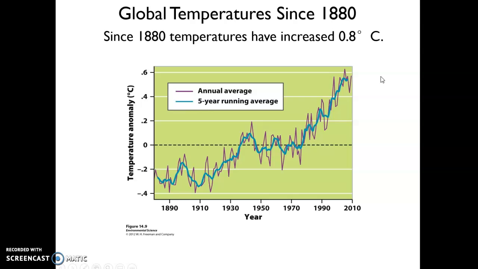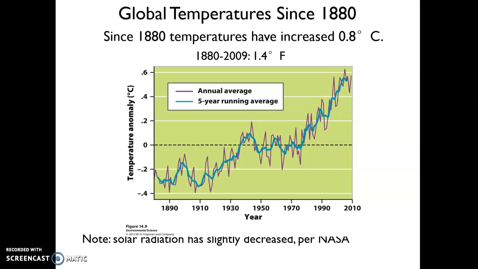Since 1880, temperatures have risen 0.8 degrees centigrade. That is the same as 1.4 degrees Fahrenheit. That's through 2009. Looking at the November 2020 data on NASA's website, it has now risen to 2.1 degrees Fahrenheit by 2020. So it's another degree warmer in basically the last decade. And just a little side note, solar radiation has actually decreased, not increased. So we know that's not one of the causes.